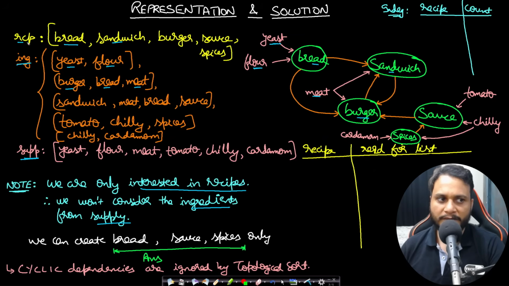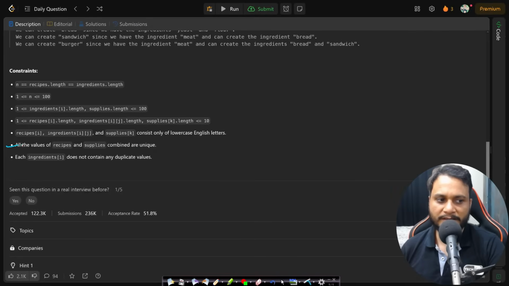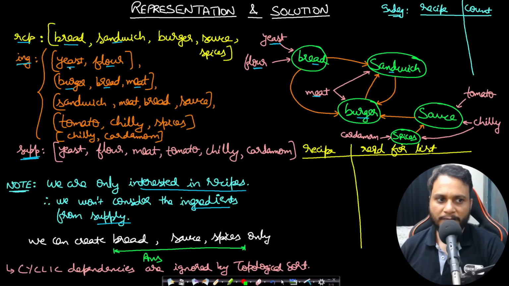Now since we already know that recipes and supplies combined are unique, as it was already mentioned in the second last point, that's why if I find that yeast is present in the supply section, it will not be present in the recipe section. If you are thinking, okay, let's say that the graph is given, how do I understand what all recipes can I make? So the recipes which have cyclic dependencies cannot be made. You can never make any of the items in the recipe list where there is a cyclic dependency. Other than that, all the other recipes can be made.